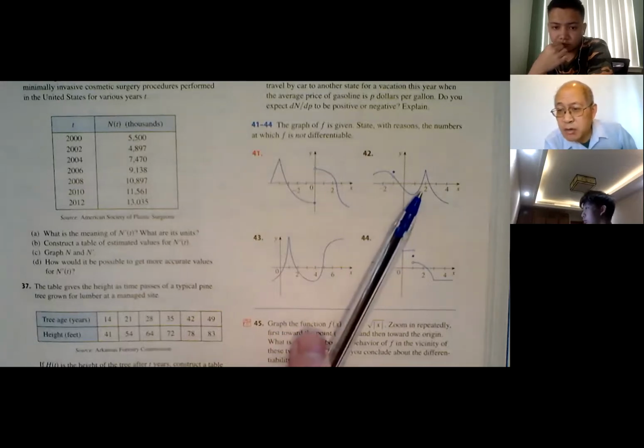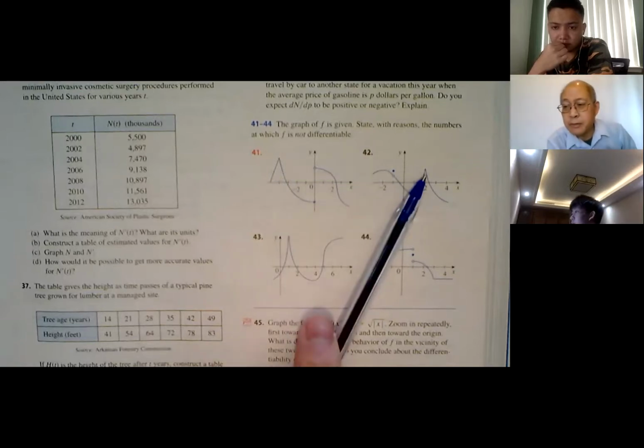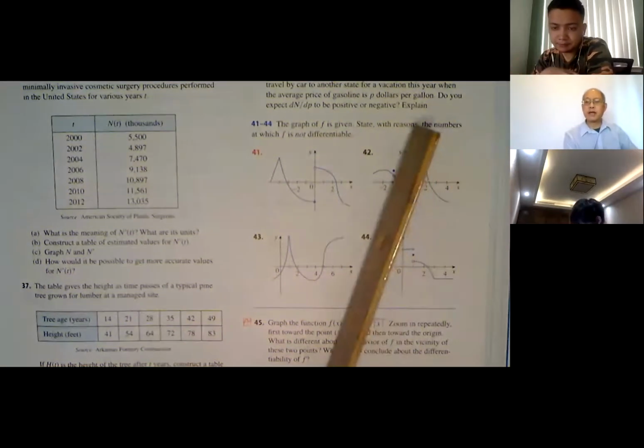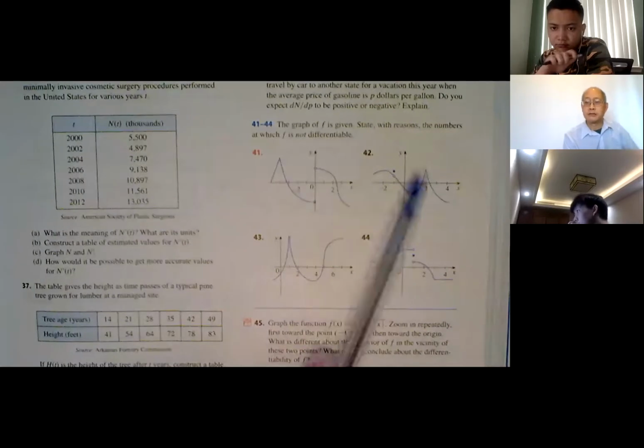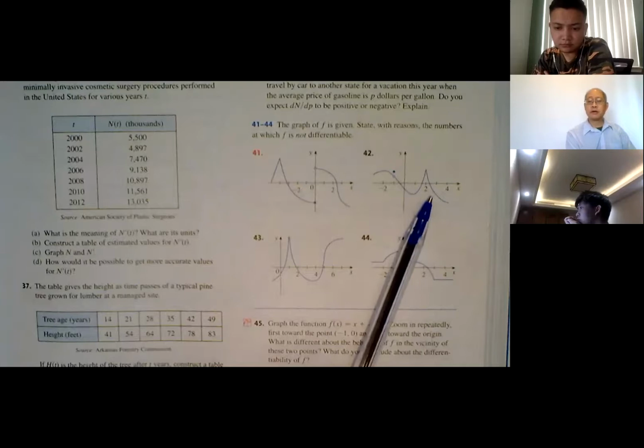And where else? x equals 2. So what happens at x equals 2? Sort of like over here, corner point, right? It's continuous, but you don't have any one slope. You do have a slope coming from the left, and it's not the same as the slope coming from the right. The slope over here looks like it's positive, and the slope over here looks like it's negative.